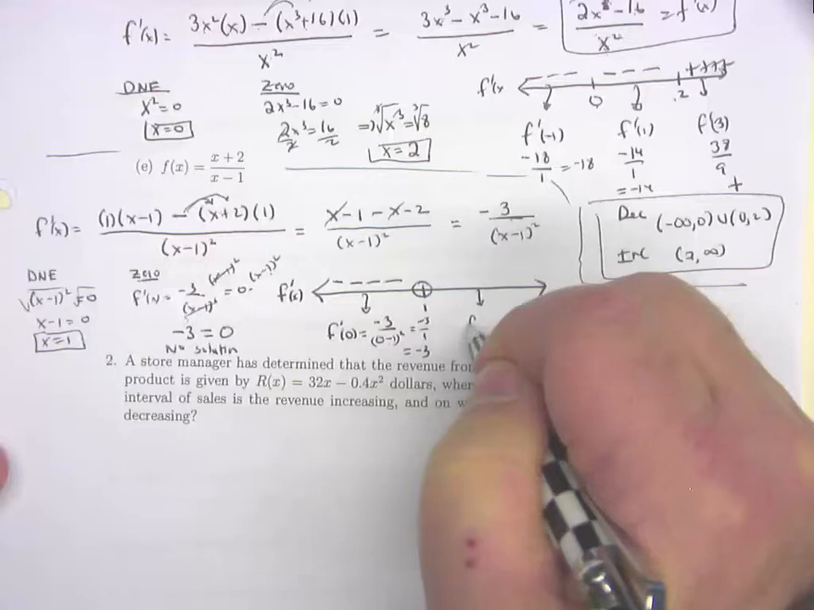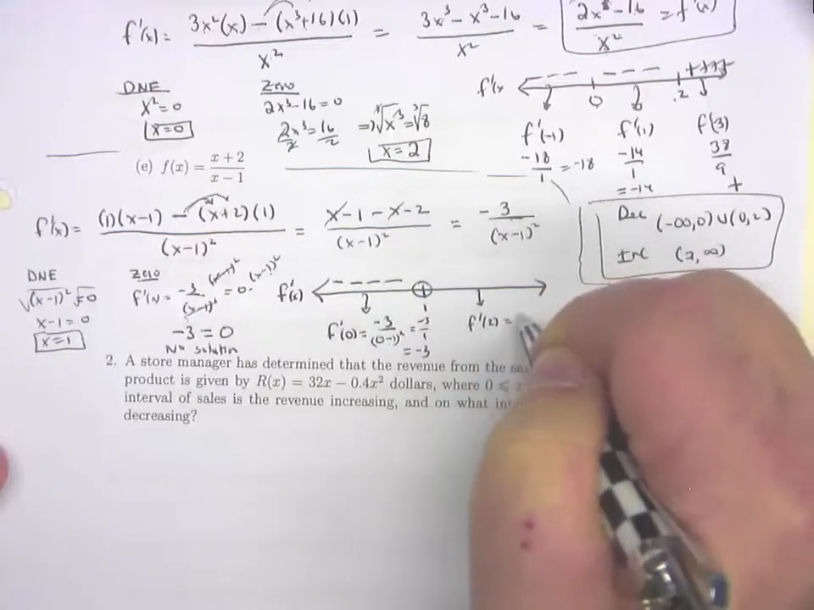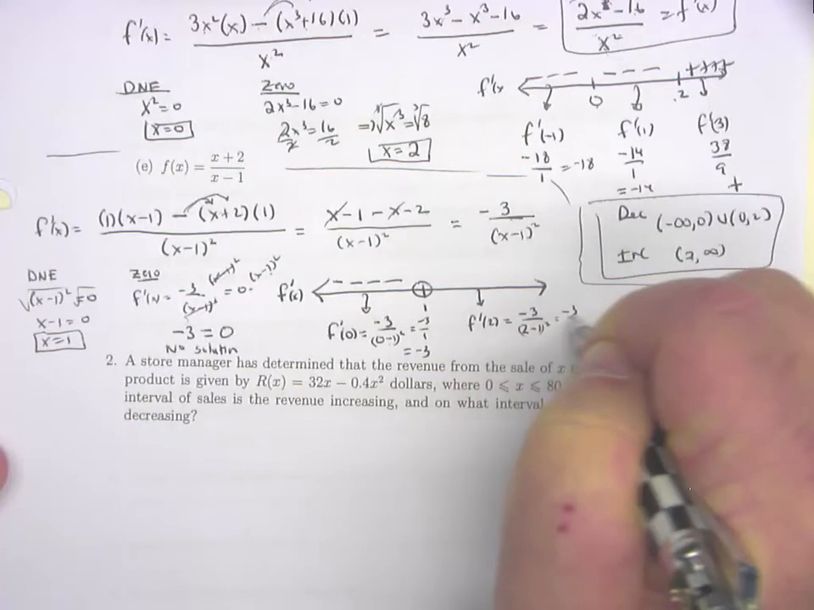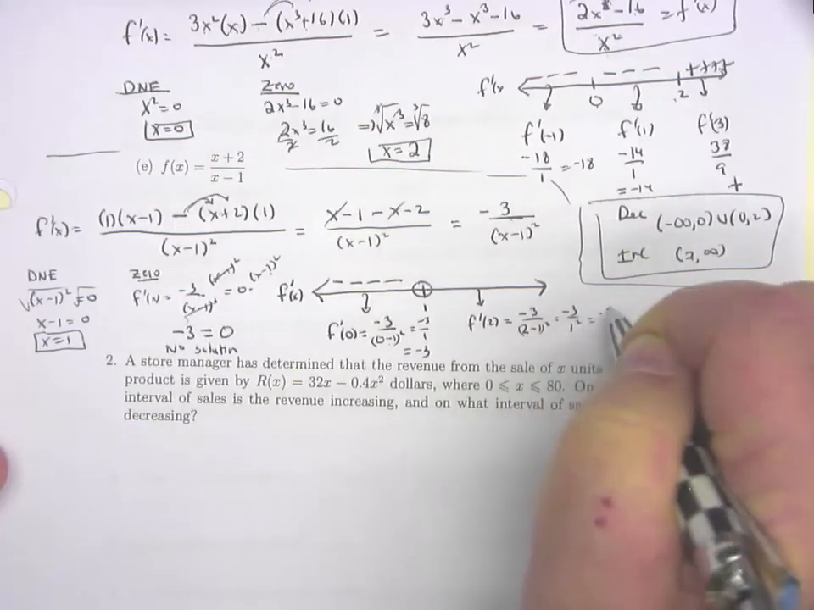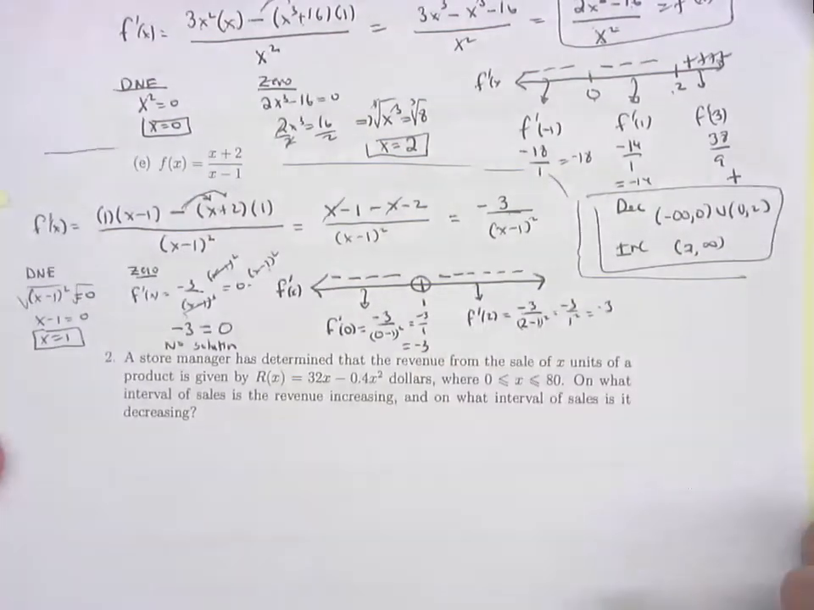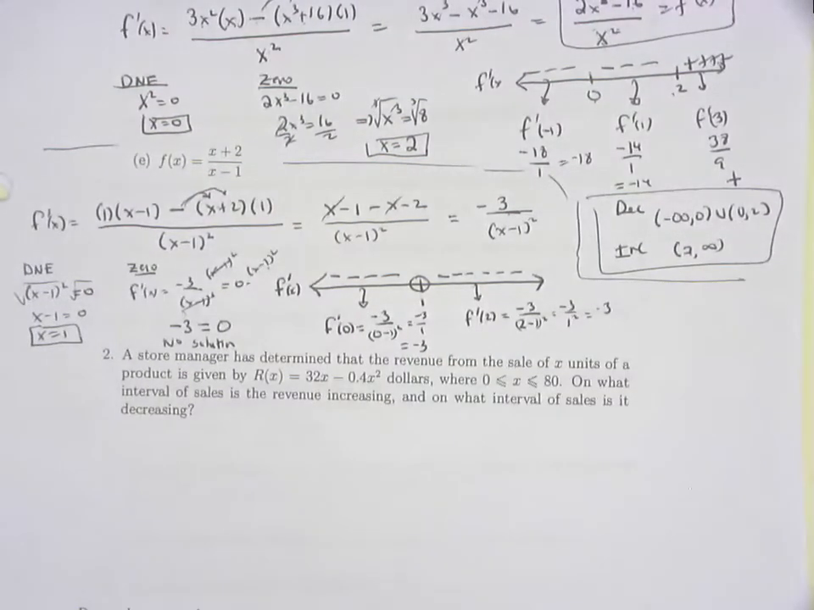F prime of 2. Because when you plug in, you get negative 3 over 2 minus 1 squared. Negative 3 over 1 squared. 1 squared is 1. That gives you negative 3. It's still negative. Notice the signs don't change. It happens. Sometimes they change, sometimes they don't. This one doesn't change. So what does this tell you?